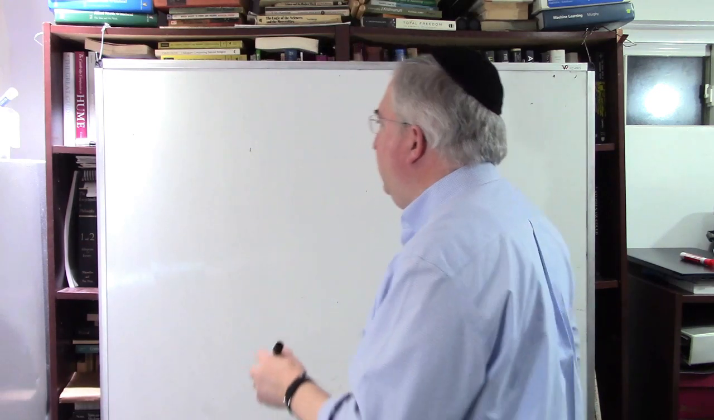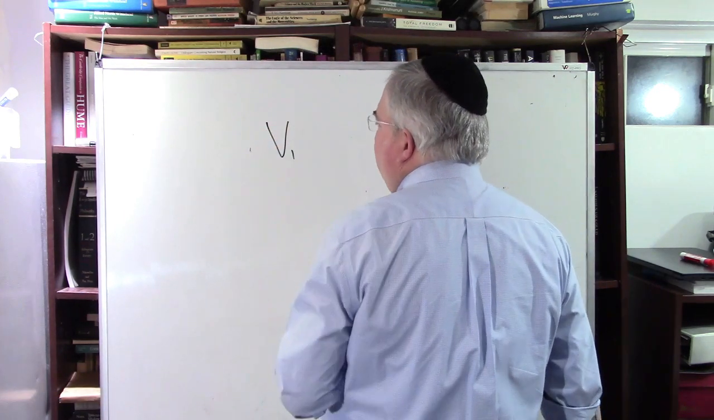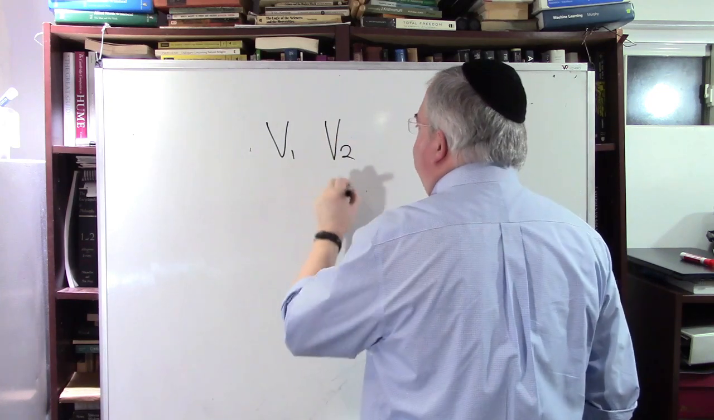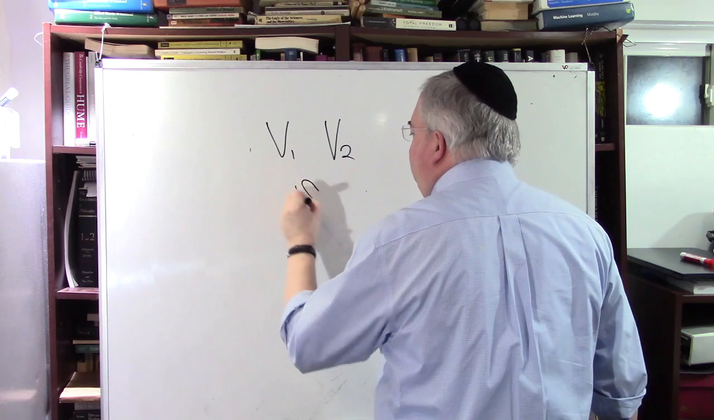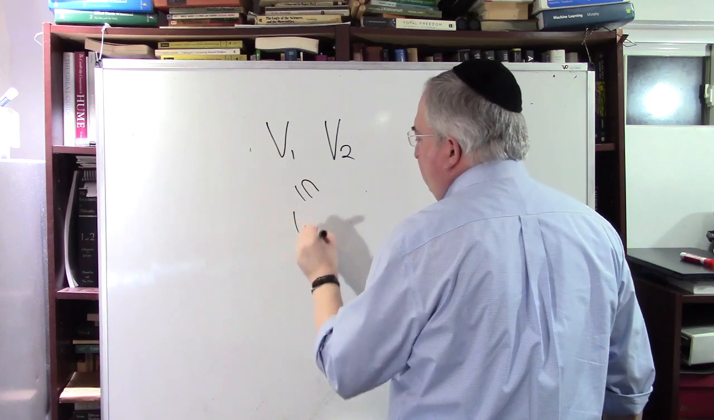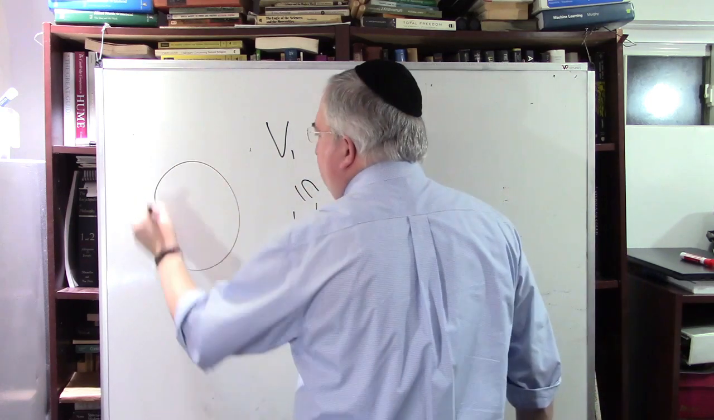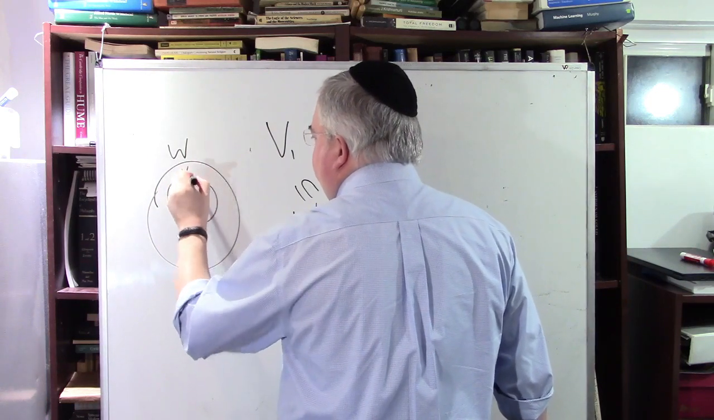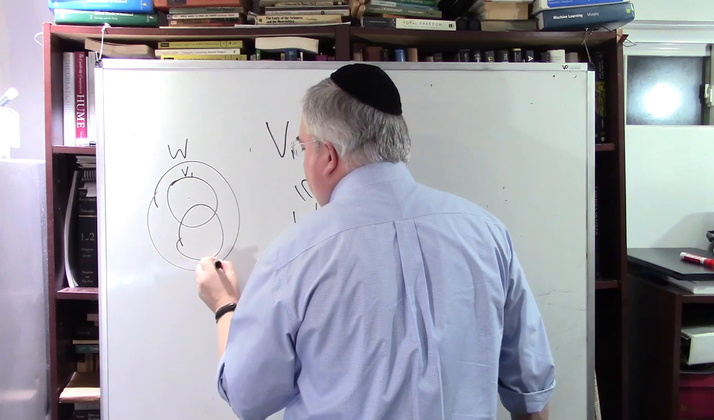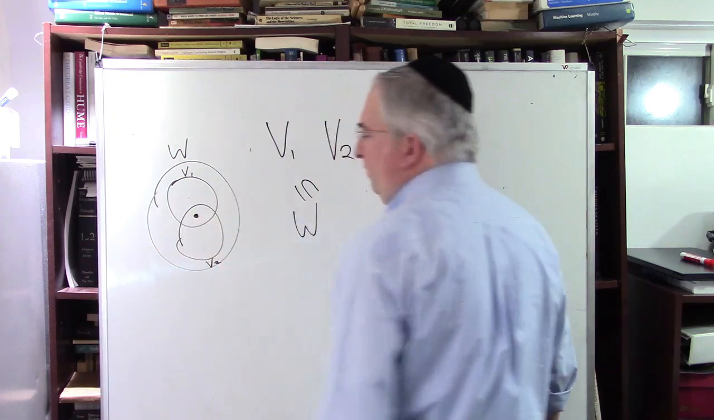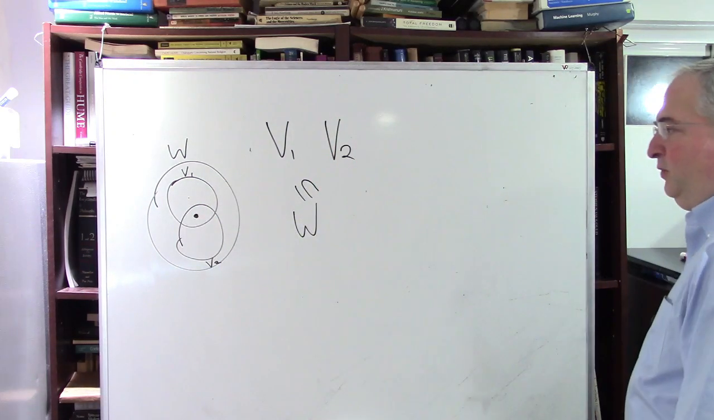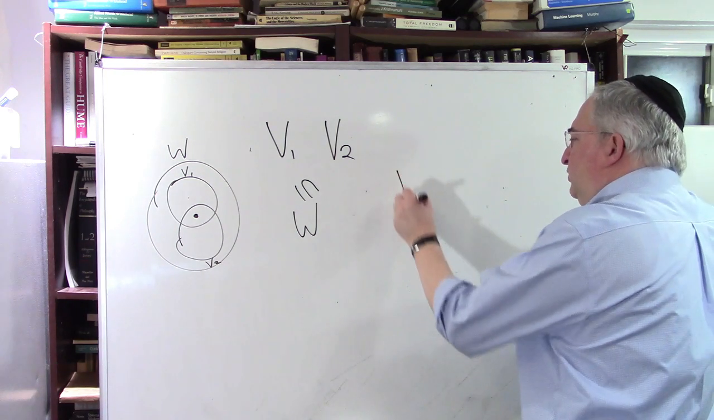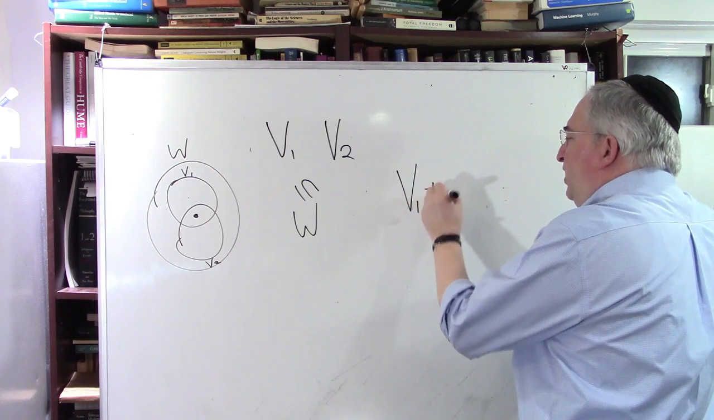So let's do the following. You have V1, that's a complex vector space, and you have V2, that's another complex vector space. And both of them are sub-complex vector spaces of W. So if you want, here's giant W, here's V1, here's V2. By the way, they all share a 0. Okay, they're both subspaces. Well, with this, you can form a new vector space called V1 plus V2.